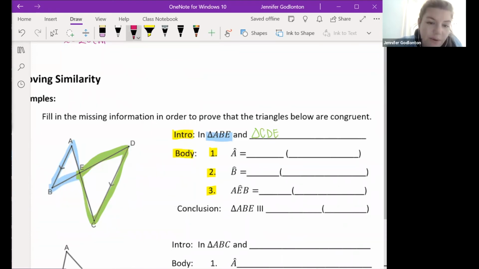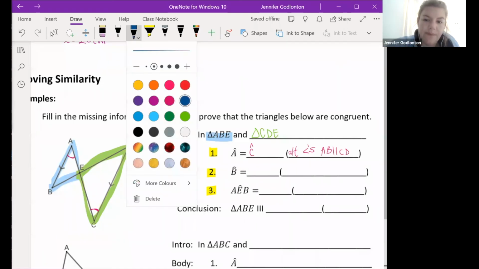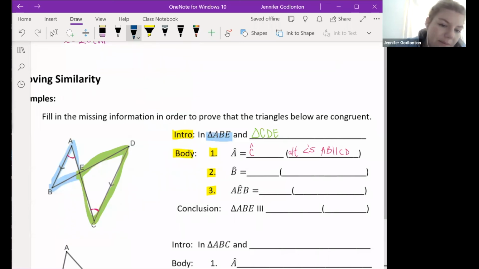Good, Sasipo, excellent. Sasipo is saying in the chat, this angle over here, so angle A is equal to angle C, and our reason for that is because of alternate angles. So we can say angle A is equal to angle C because of alt angles when AB is parallel to CD. That's our first one. Second reason, we can say B is equal to D for the exact same reason. Alt angles. AB parallel to CD.